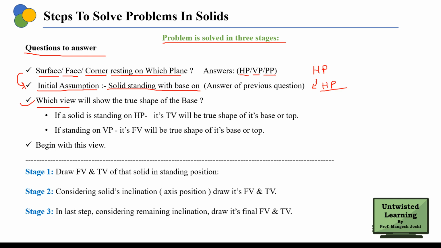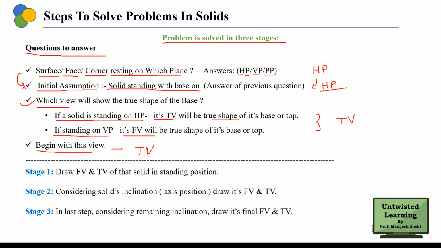You will quickly say that the top view will show its true shape. If a solid is standing on HP, its top view will give you the true shape. If it is standing on the vertical plane, its front view will give its true shape. The answer is already given there. So the answer here is top view, which means you will start with the top view. Now, what are the three stages?